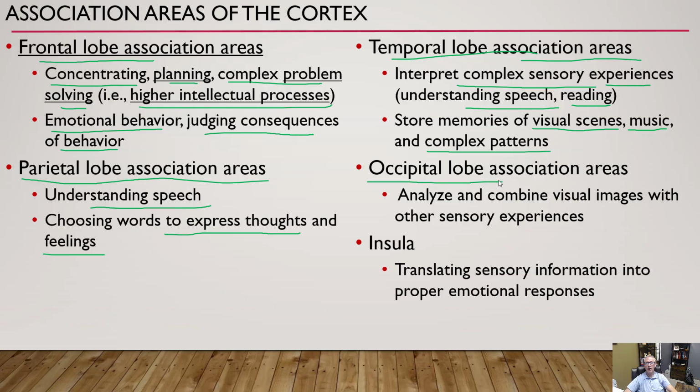Occipital lobe. Remember, occipital lobe does vision. So how do we analyze and combine those visual images with other sensory experiences? And then finally, that insula, or the Isle of Reil, translating those sensory information into emotional responses.